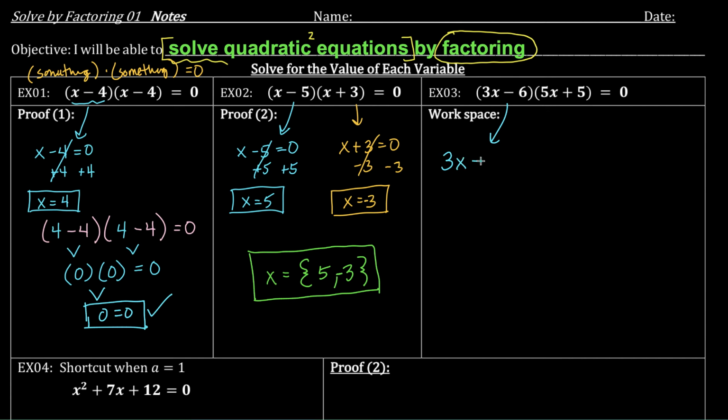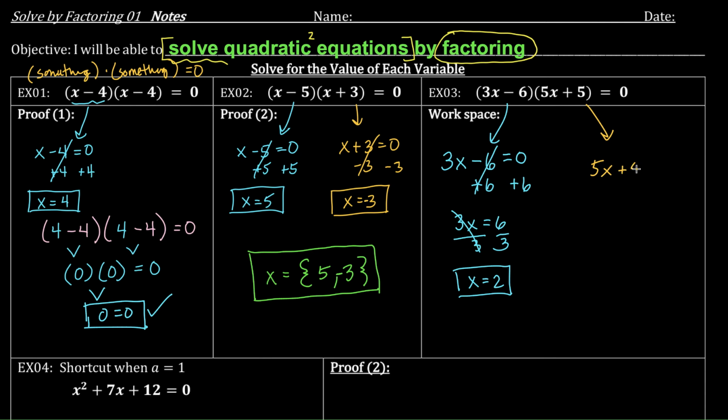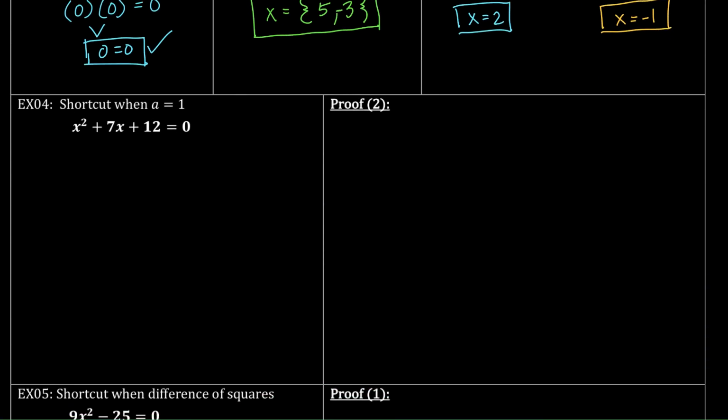Let's do it right here. Let's figure out what x has to be to make 3x minus 6 equal to 0. We're going to add 6 to both sides. 3x equals 6. I get x equals 2. Not too bad. And let's do the orange for this one. 5x plus 5 equals 0. Subtract 5. I get 5x equals negative 5, divided by 5, I get x equals negative 1.